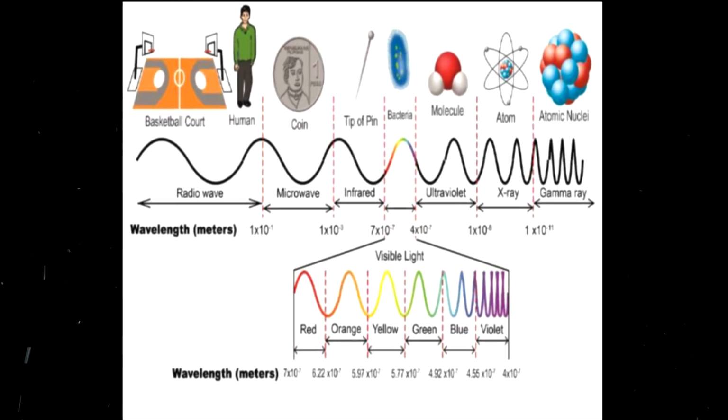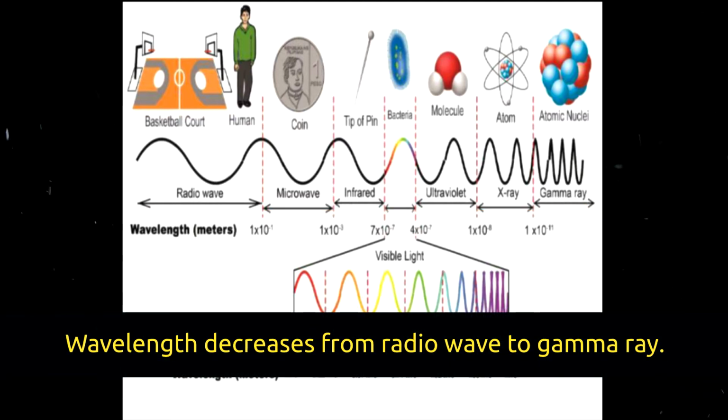Observe what happens to the wavelength of electromagnetic waves as they go rightward in an EM spectrum. Does the wavelength of the EM waves increase or decrease as we go from radio waves to gamma ray? Wavelength decreases from radio wave to gamma ray.